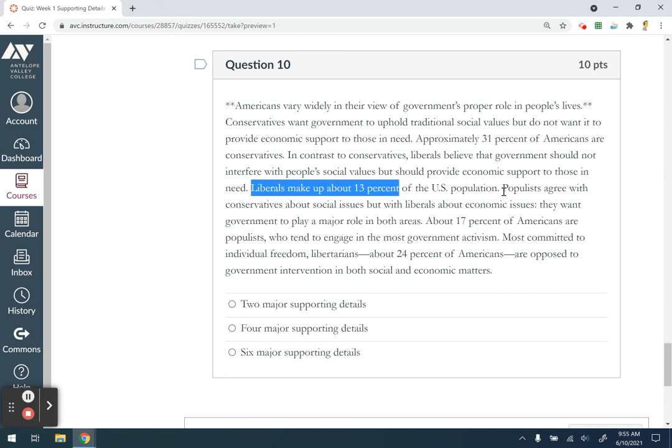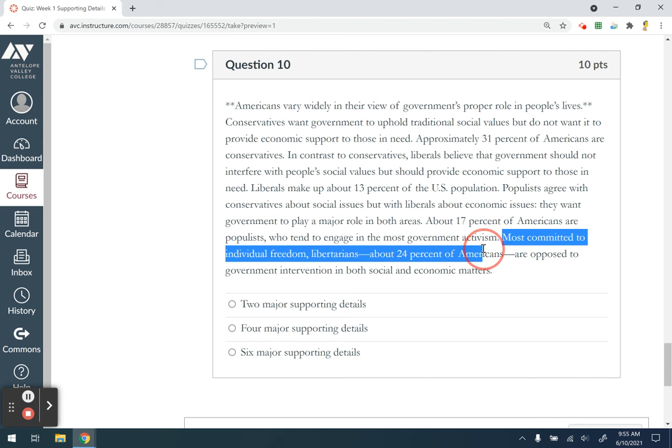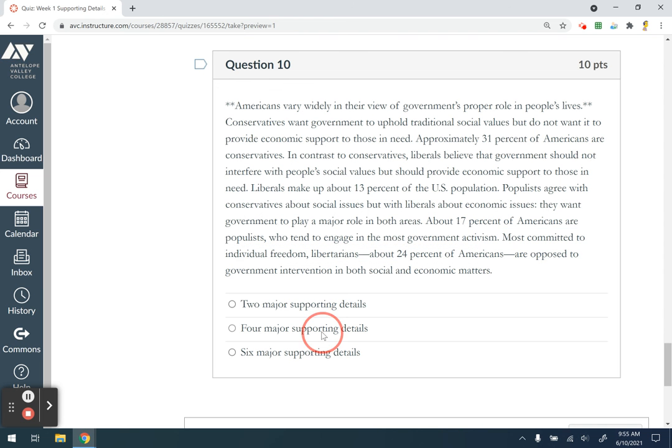Here's another major supporting detail now. So we talked about conservatives, liberals. Now we're talking about populists agree with conservatives. So that's a major supporting detail. And again, they're going to give us another minor detail here about the populists, that 17% of Americans are populists. All right, and then major supporting detail 4, most committed to individual freedom, libertarians. That is the 4th major supporting detail. So that would be number 4.